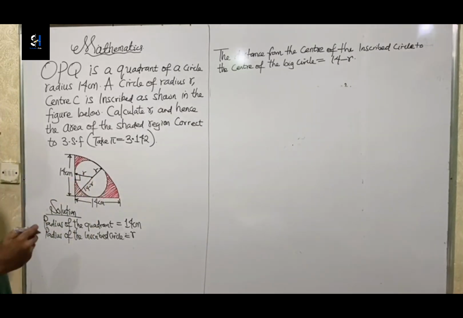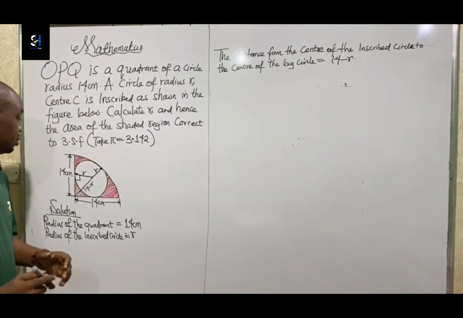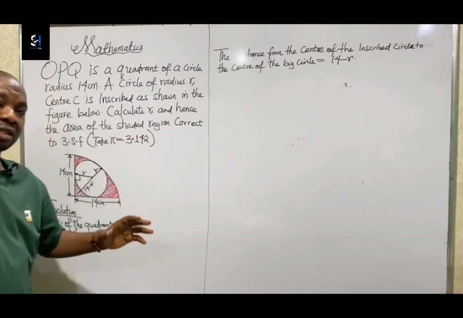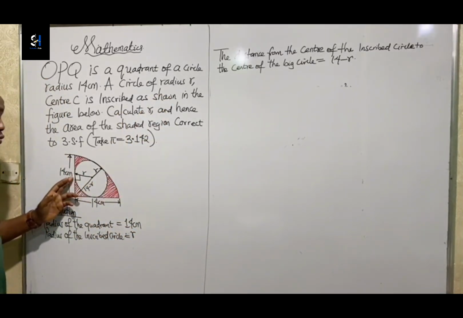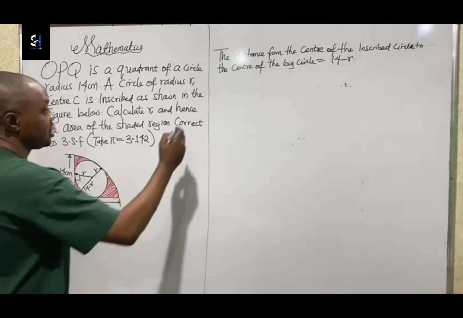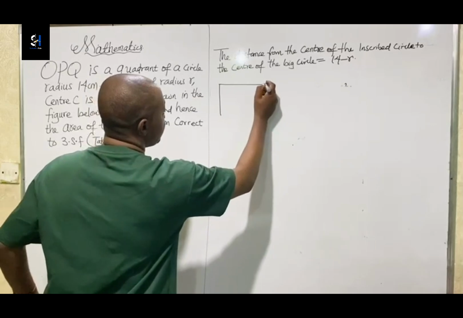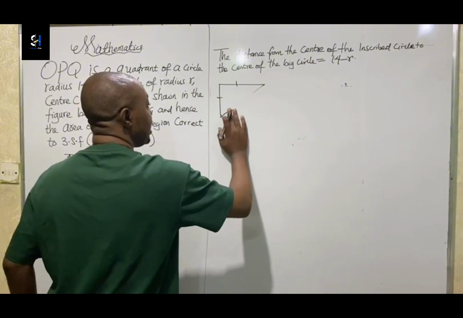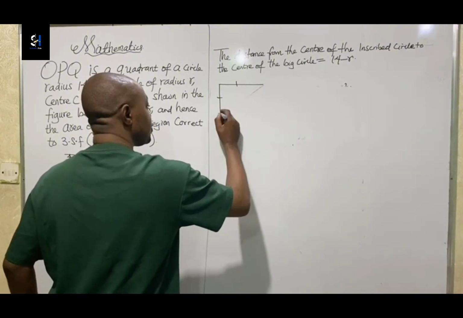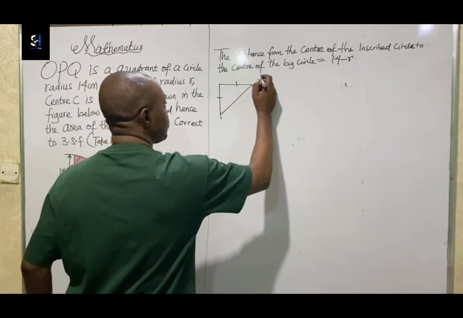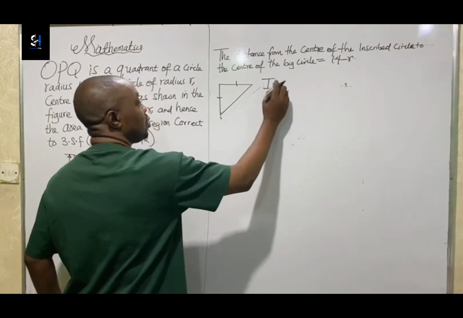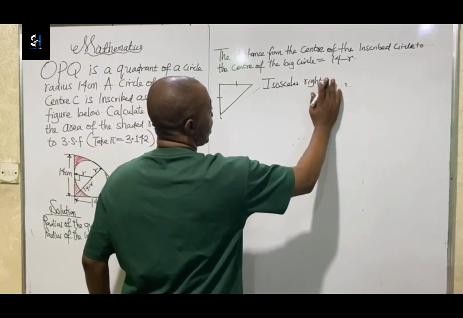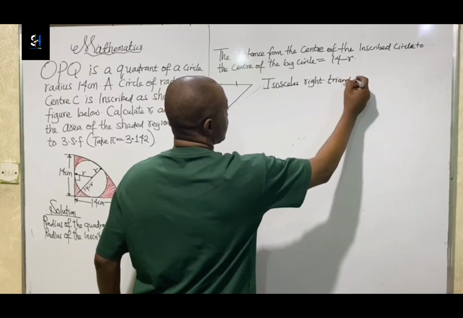And we have a right triangle, because when a radius is drawn from the center of a circle to the point of contact between the circle and the tangent, the angle there is 90 degrees. So we have this right triangle, an isosceles right triangle.